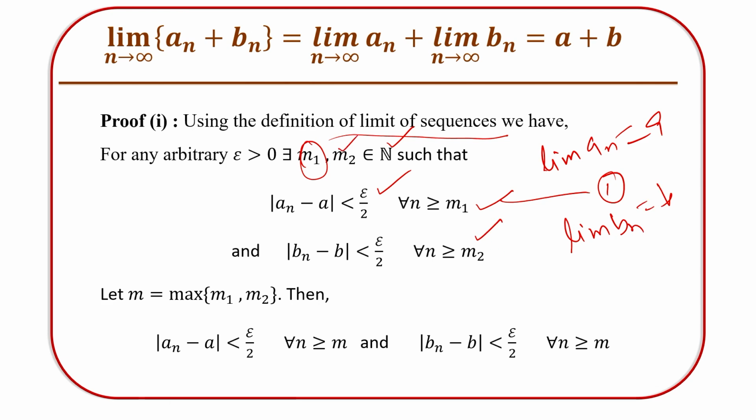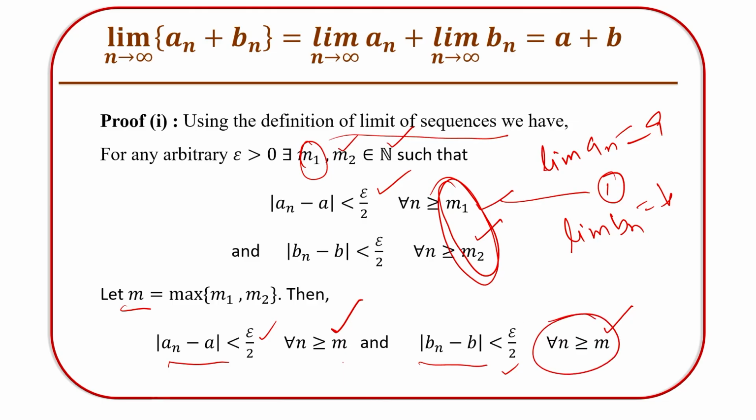M2 is a natural number such that |Bn − B| is less than epsilon by 2. Now take the maximum of these two natural numbers M1 and M2 and name it as M. Then |An − A| is less than epsilon by 2, replacing M1 by M, and here also replacing M2 by M. So |An − A| is less than epsilon by 2 and |Bn − B| is less than epsilon by 2, for each n greater than or equal to M.